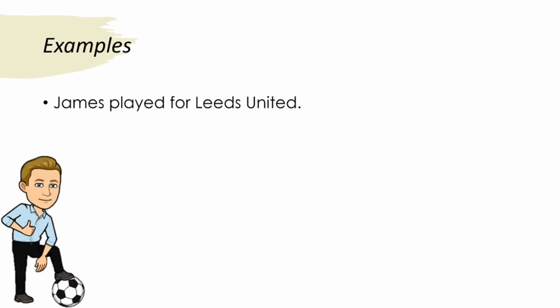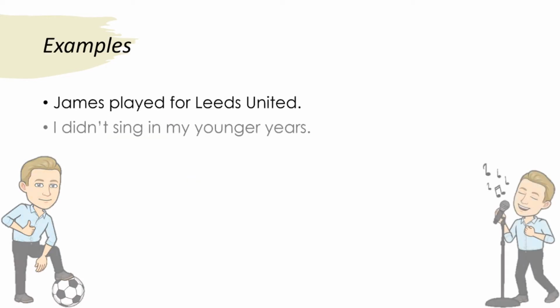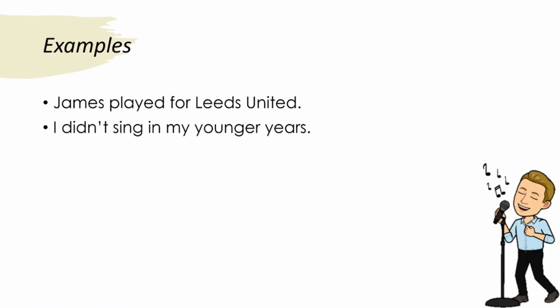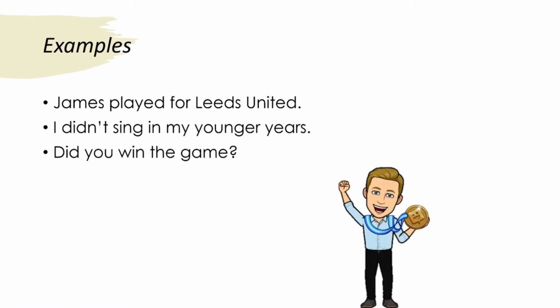Take a look at the following sentences. James played for Leeds United. I didn't sing in my younger years. Did you win the game? All three sentences use a past simple. The first is an example of an affirmative sentence, the second a negative one, and the last is a question.